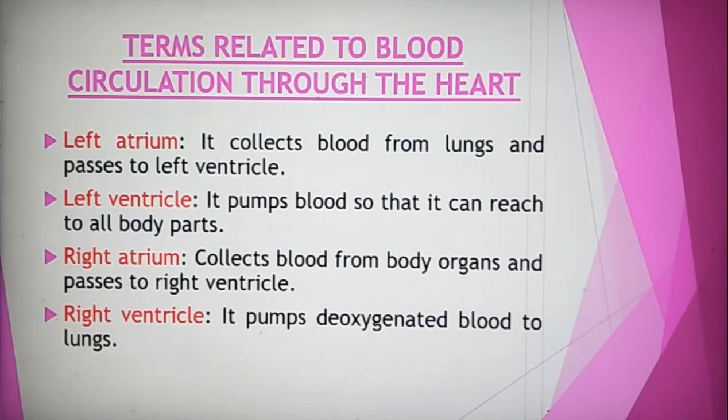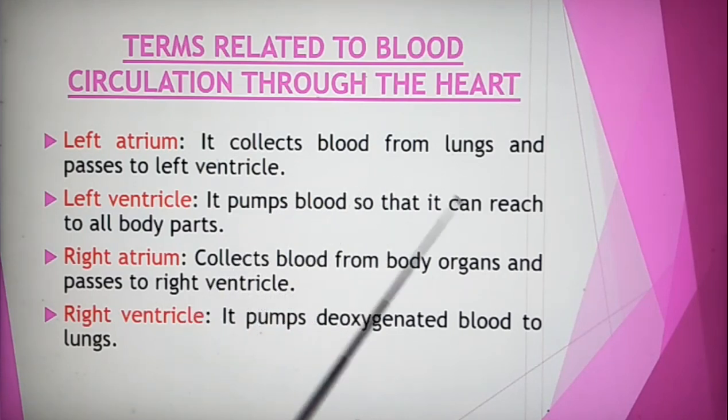You know what's the function of the lungs. Inside the lungs we can see alveoli, and the gaseous exchange takes place in the alveoli. That means our body is in need of oxygen. That oxygen is carried to the left atrium. And when the left atrium is full, what will happen? The blood passes into left ventricle. It pumps blood so that it can reach all body parts. When the left ventricle is full, the blood passes to all other parts of the body.